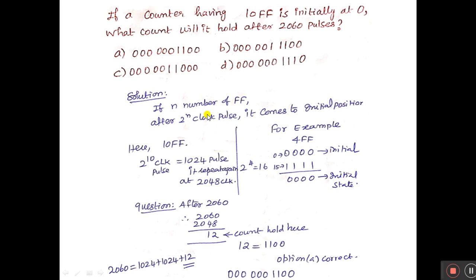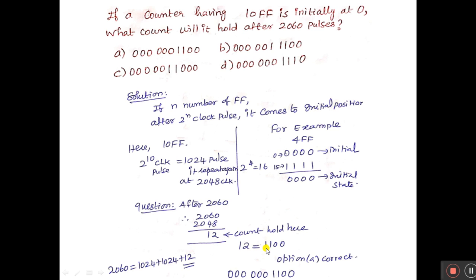Here in our question, 10 flip-flops are given. So 2 power 10 clocks means 1024 pulses. It repeats again when 2048, that is double the amount, comes. The question asks after 2060 pulses. So subtract this number from 2060. 2060 minus 2048 is 12. The count will be held here.